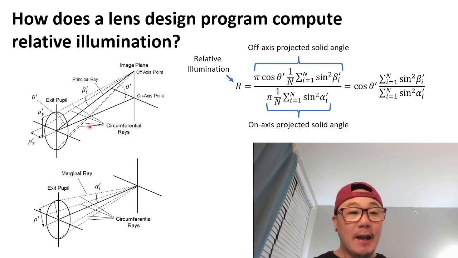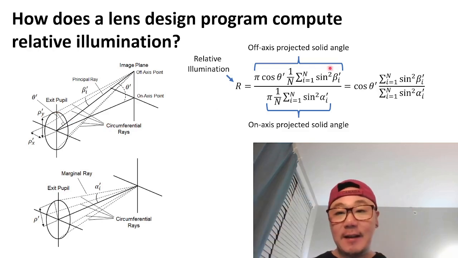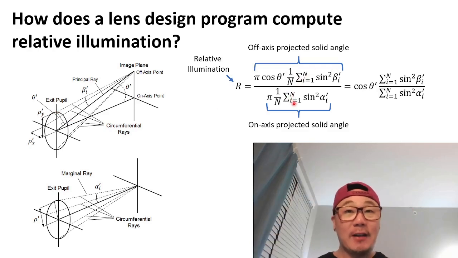Any number of them. And if the exit pupil is not circular, like some arbitrary shape, then you can still take the root mean square average. This is something that I talked about in a previous video. All right, so this is my approach to computation using rays, and I'm going to show you in a moment how it leads to how it's done in a lens design program. If you take the ratio of these, cancel the pi's, cancel the 1 over n's, you get this form of the formula here.